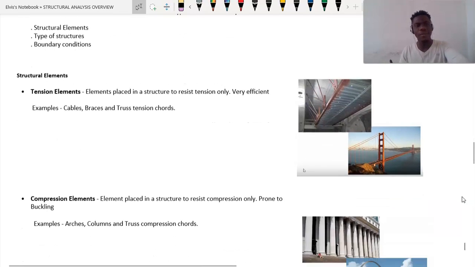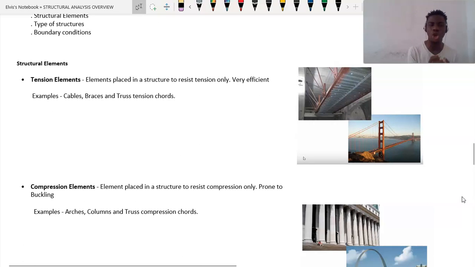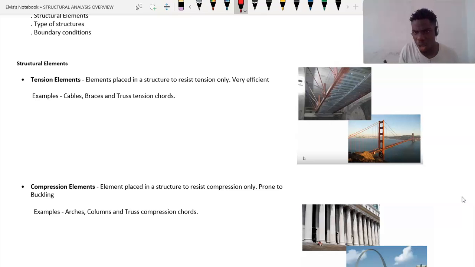Now, guys, the first structural element we are going to take a look at is tension elements. What are tension elements? Tension elements are elements placed in a structure in order to resist tension only, and these elements are very, very efficient. If you take a look at this picture, you're going to find examples of tension elements: cables, braces, and truss tension chords. These elements are only placed in a structure in order to resist tension only.